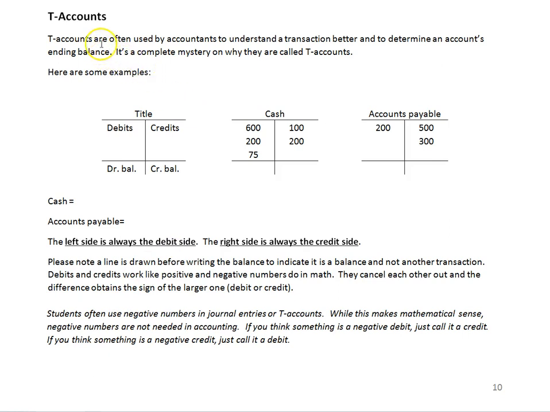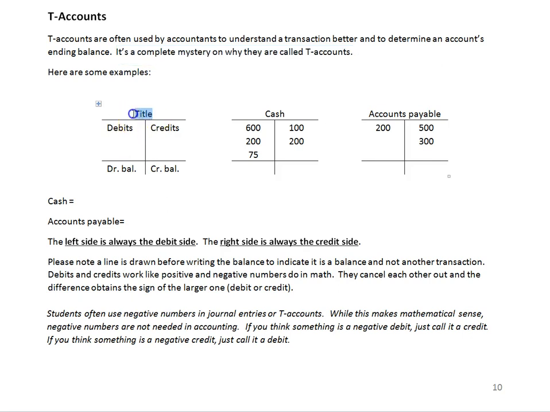Alright, the next part, we're going to define what a T account is. So T accounts are often used by accountants to understand a transaction better or determine an account's ending balance. And that's what we're going to do here. We're going to have a couple examples to determine the ending balance. It's just a joke. It's a complete mystery on why they're called T accounts. Maybe you can figure out why they are.